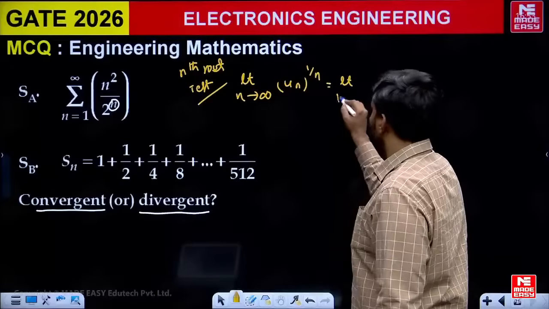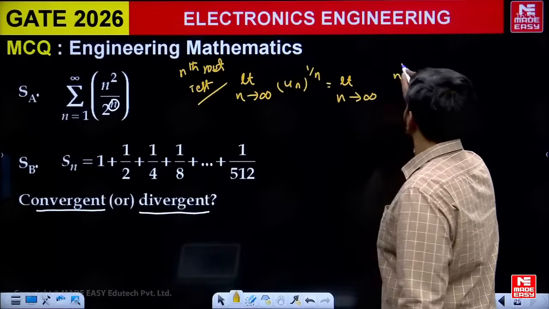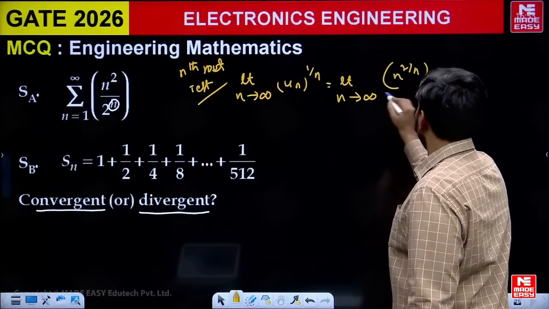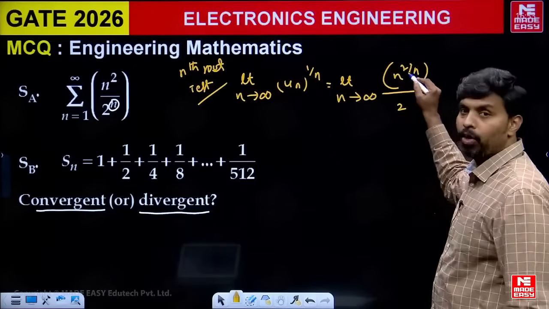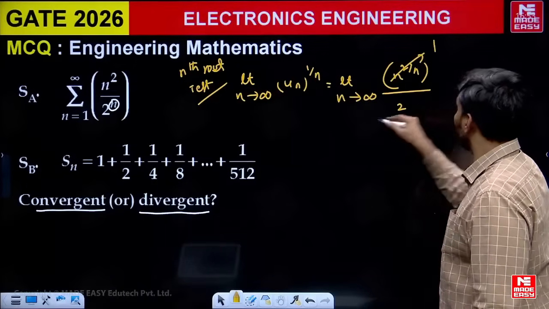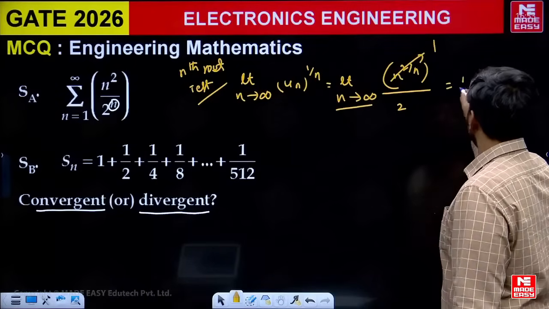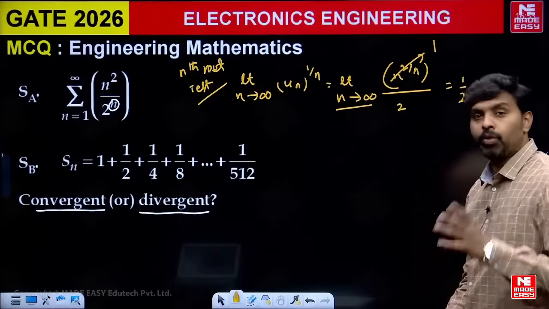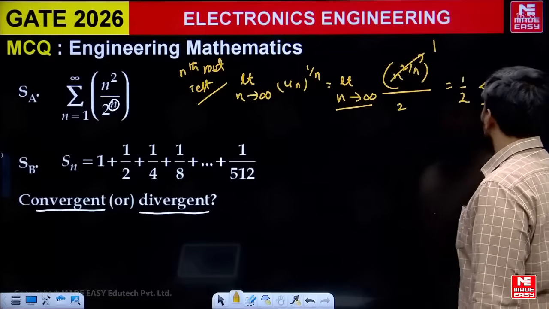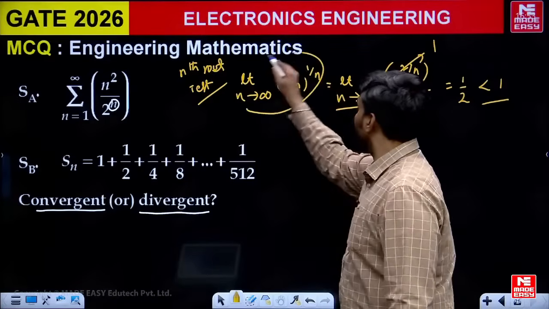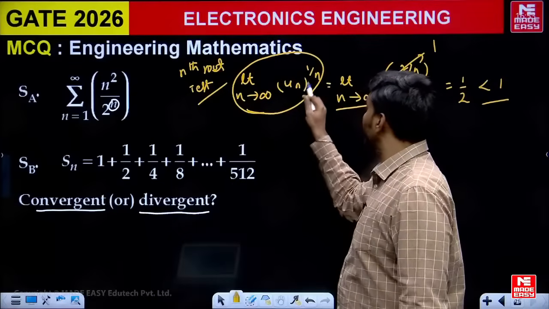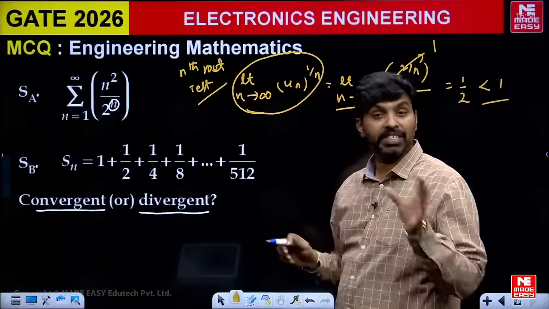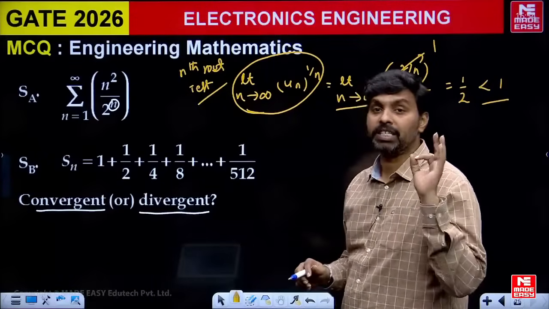Then it is limit n tends to infinity of n square to the power of n by here it is 2, but you know this value is going to be always 1 here, this whole thing becomes 1 as n tends to infinity. So therefore it becomes 1 by 2, and 1 by 2 is less than 1. According to the concept of the nth root test, if limit n tends to infinity of un to the power 1 by n is less than 1, it means that the series is convergent.